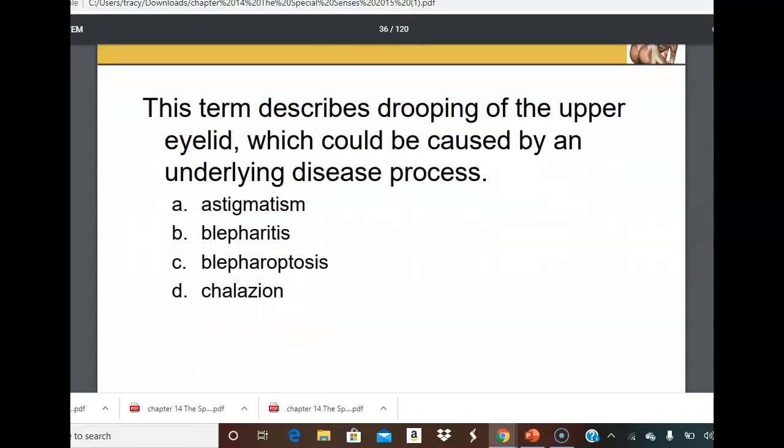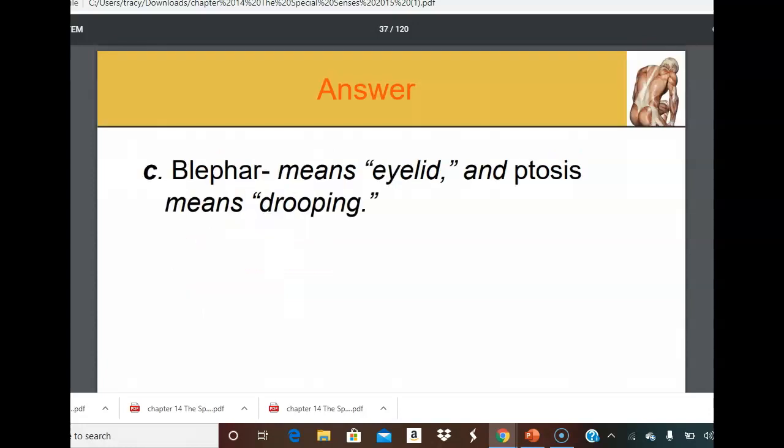So this term describes drooping of an eyelid, which could be caused by an underlying disease process. Okay, so remember, we talked about the term blepharo refers to eyelid, and so blepharitis is inflammation, and ptosis would be drooping. Okay.